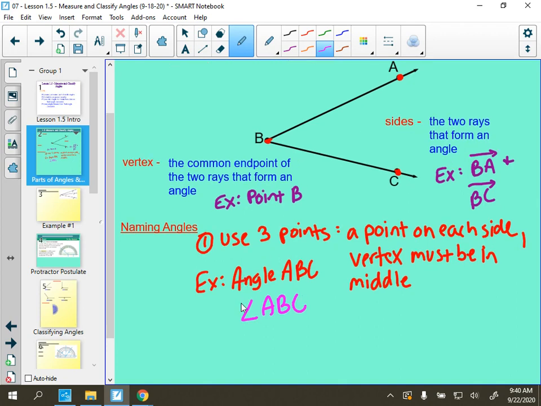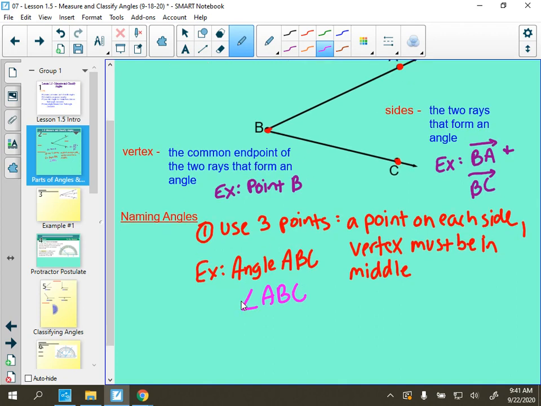Let's talk about our second option. I'm trying to scroll here a little bit. I know I'm losing my figure. Let's see if we can keep it on there. So this is still point A. So our second option would be to just use the vertex.